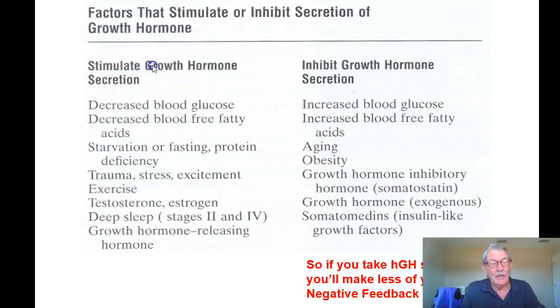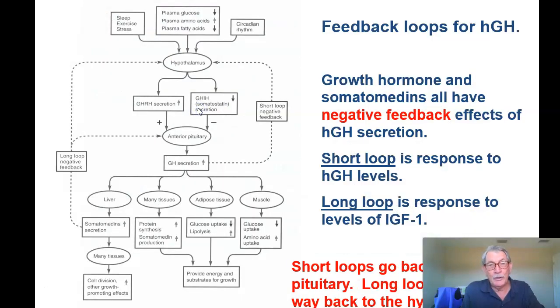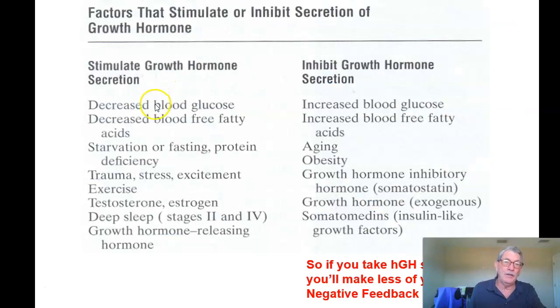What will stimulate you to release growth hormone? If your blood glucose is too low, because growth hormone adds blood glucose. So these various things, trauma, excitement, testosterone, will cause you to release more growth hormone. The opposite here: if your blood sugar is too high, it will cut down on growth hormone and so forth. Aging, less growth hormone. Obesity, less growth hormone.